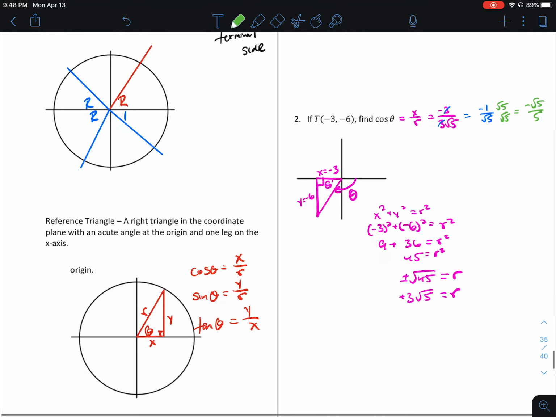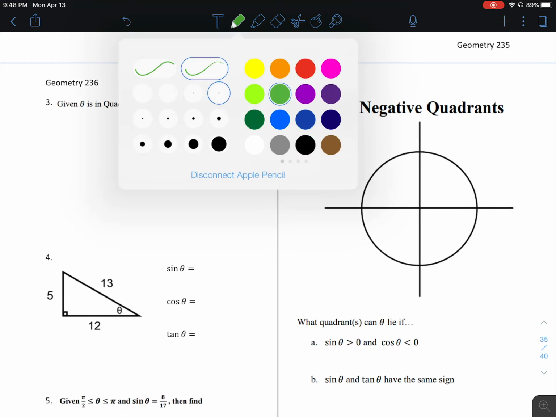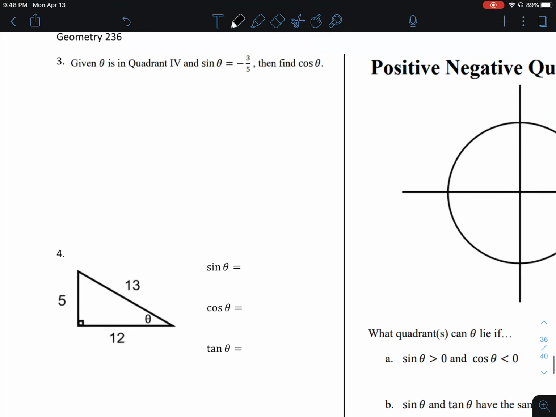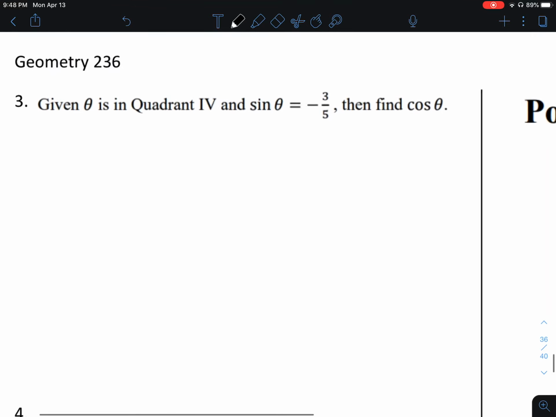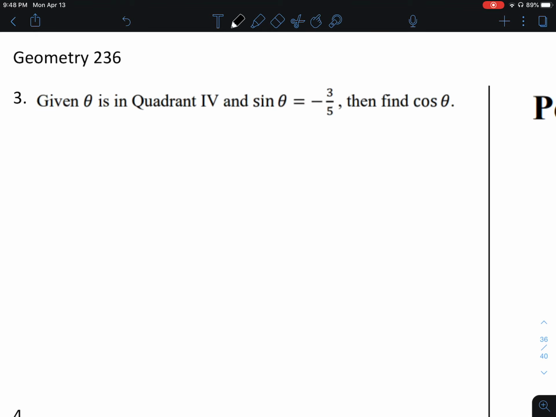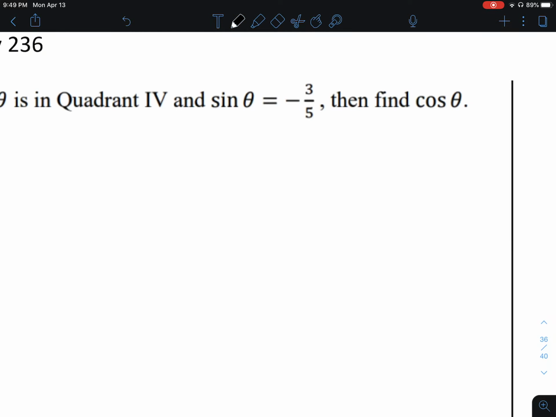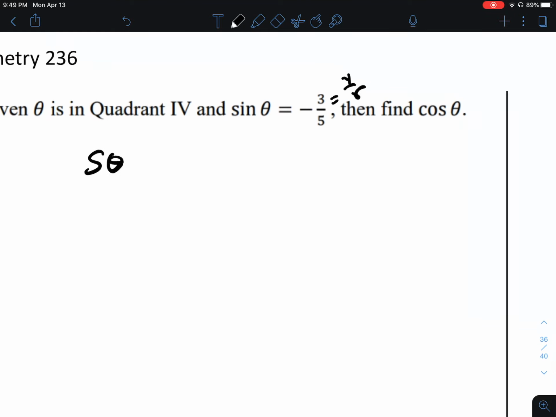Let's go to the back. Given theta is in quadrant 4 and sine of theta is negative 3/5, find cosine of theta. This seems really abstract and difficult. It is neither. We know that sine is associated with y over r. So that means this fraction is equal to y over r.